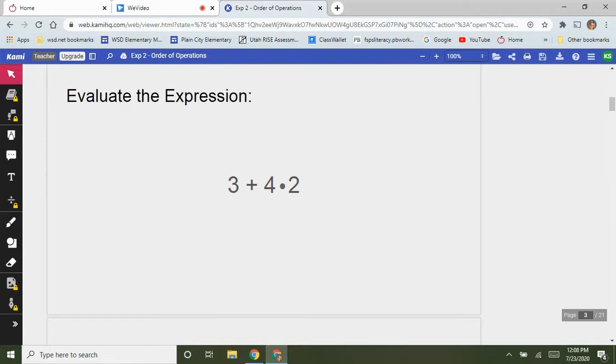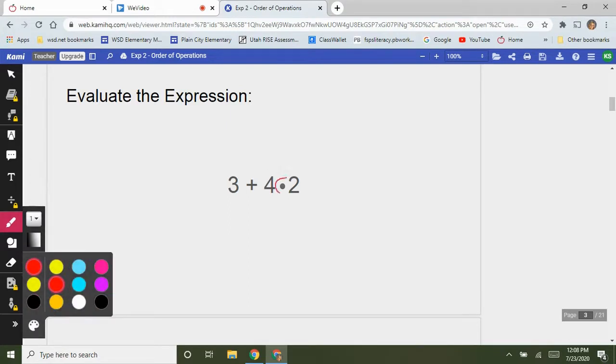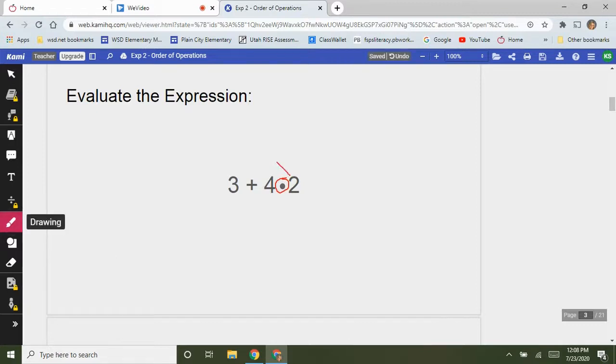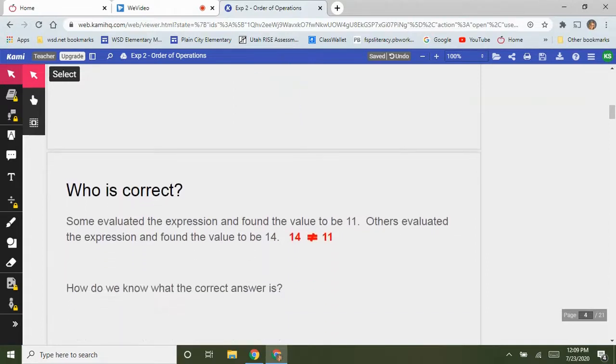So I want you to take a minute. It says evaluate the expression. Evaluate is just another word for find the answer to this expression. So I'm going to give you just a minute and I want you to find your answer to this. Now, you may be wondering about this dot. Maybe you haven't seen that used before, but a lot of times in sixth grade we'll use that. That is the same as a multiplication symbol. Okay, hopefully you have found your answer now.